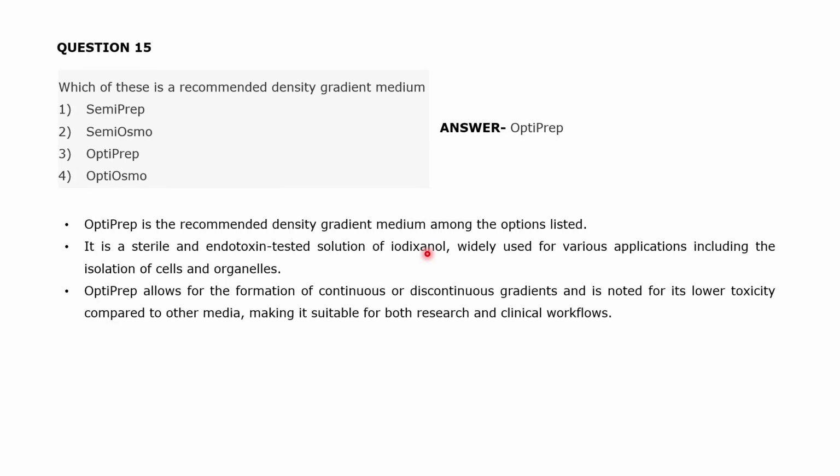So I think the answer is quite clear. Which of these is a recommended density gradient medium? The third option, that is opti-prep, which is made up of the compound iodixanol. So I will just move on to the next question.